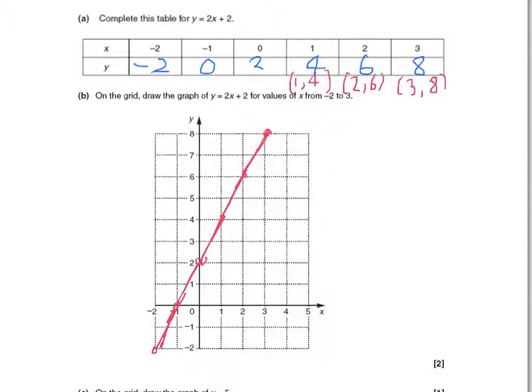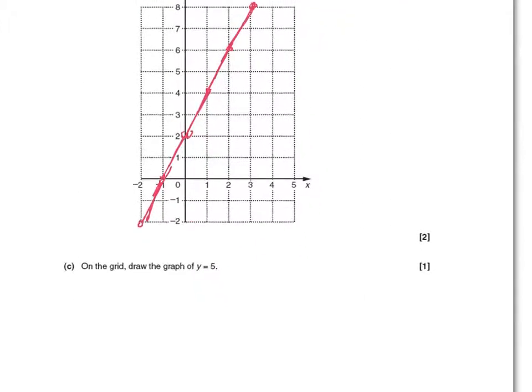Now I mentioned the word gradient earlier on and y-intercept. Well, the gradient is for every one square across, how far do you go up? Well, for one square across we go 2 up. So this has a gradient of 2. And the y-intercept is where it crosses the y-axis. Well, this line crosses the y-axis at 2. So the y-intercept is positive 2.